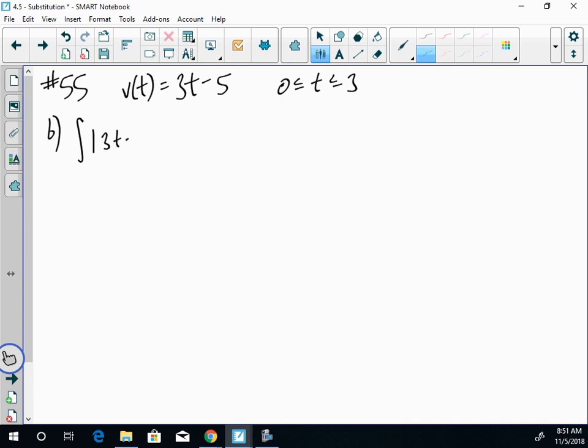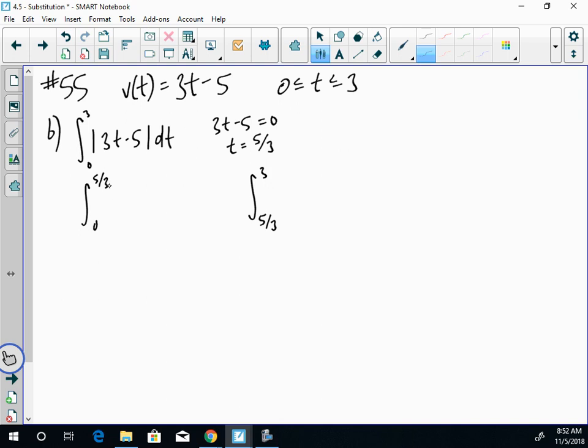So we got 3t minus 5. So I would write this out because if it's free response by chance, you'll get points for showing your step 1. And we're going from 0 to 3. So we're trying to find where the 3t minus 5 is equal to 0, which would be 5/3. So then we're going to split it. So we're going from 0 to 5/3, and then from 5/3 to 3.